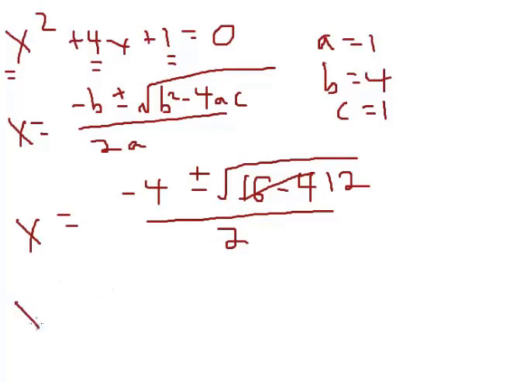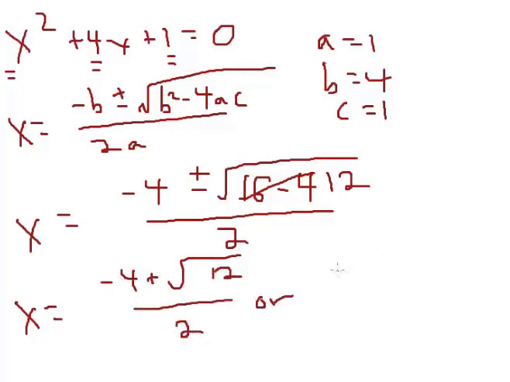So there are really two answers over here. You have x equals negative 4 plus the square root of 12 over 2, or negative 4 minus the square root of 12 over 2. Those are your two answers. Remember, there's always going to be two answers in a quadratic equation. And there's really nothing you can do over here. You can't cancel the 4 and the 2 because you got that plus sign in the middle over here that's messing it up.